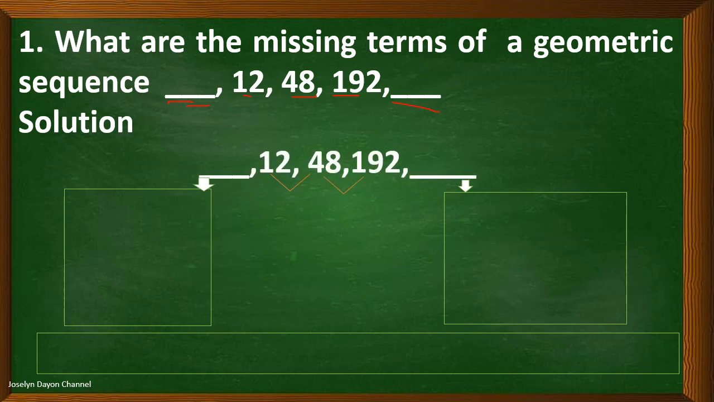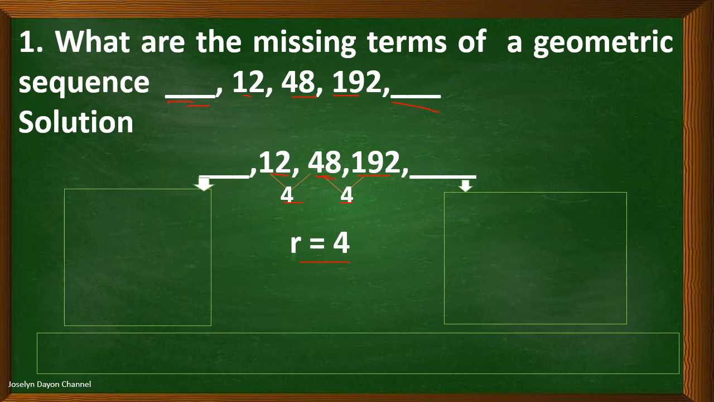So 12, 48, 192. To determine the common ratio, we have to divide a term by the preceding term. So 48 divided by 12, the answer is 4. And 192 divided by 48, the answer is also 4. So it means that the common ratio is 4.